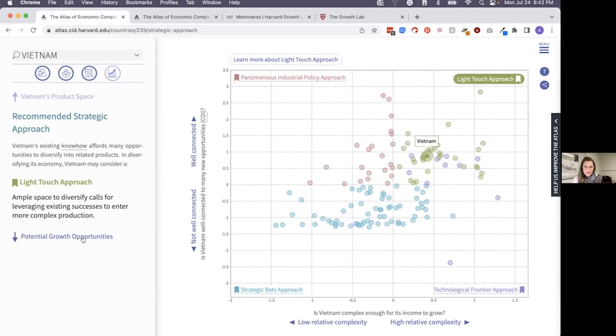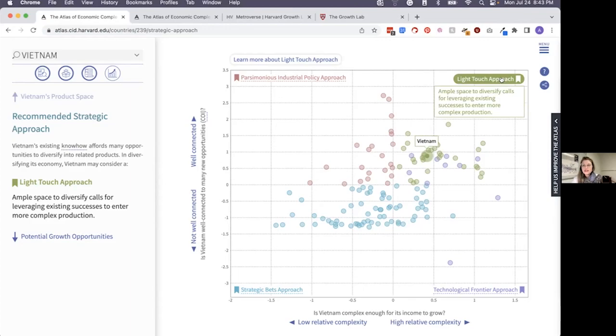So by no means is this a tool to build a policy for you, but we can tell something about a country's exports, its potential, and its growth, and what kind of policy approach it might take vis-a-vis other countries. In the case of Vietnam, we say because of Vietnam's complexity vis-a-vis its income, and because of its connectedness to new products, that's over here on the y-axis, it should take a light touch approach to policymaking.